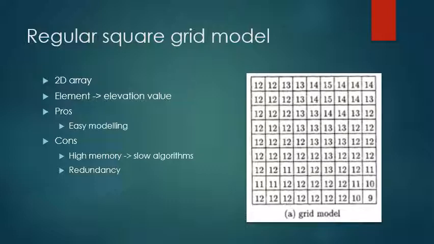elements. Advantages of this model are: it is easy to model, and obtained elevation data often comes as a regular square grid. It is also easy to analyze due to simple interpolation operations on the array. Disadvantages of this model are: it requires a lot of memory, which may lead to slow algorithms. Because every cell has equal size, this may lead to a lot of redundancy in cases where a lot of the terrain has equal elevation.